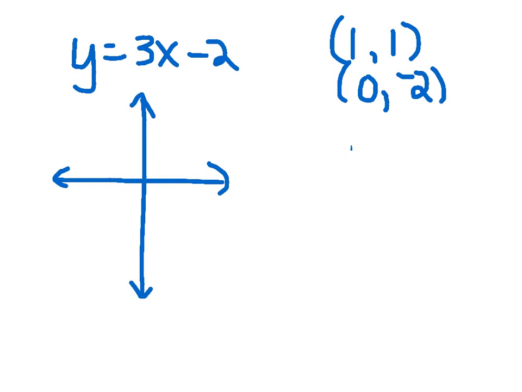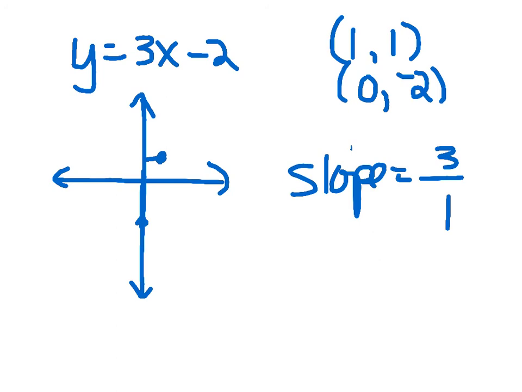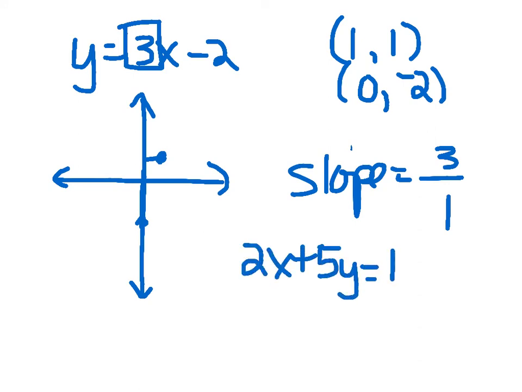So if I plot those points, 1, 1 is right here, 0, negative 2 is here. I could say, well, that's up 3 over 1. So by looking at the graph, I can see that the slope is equal to 3 over 1. However, the sooner you learn that when this is in this form, when it's y equals, this is the slope. So let's say you were asked to find the slope of 2x plus 5y is equal to 10.